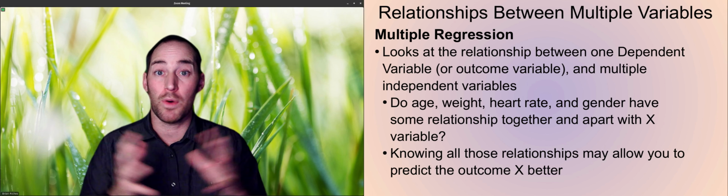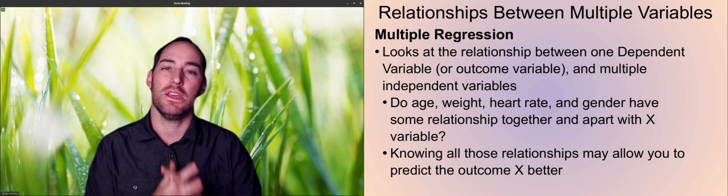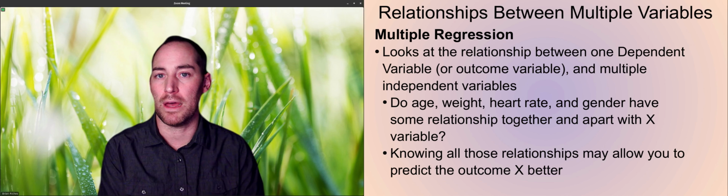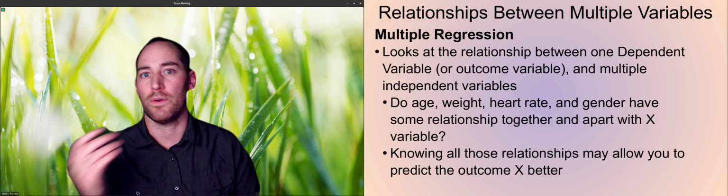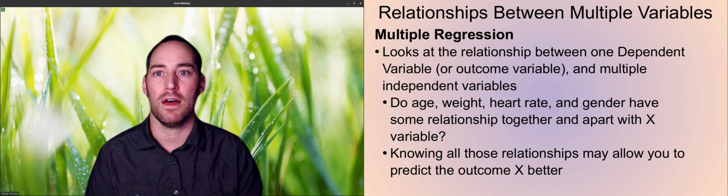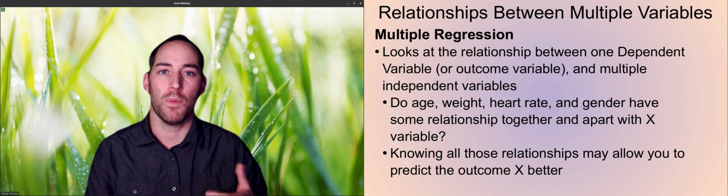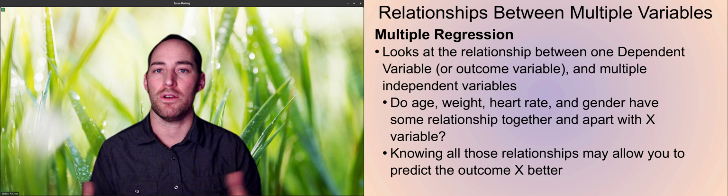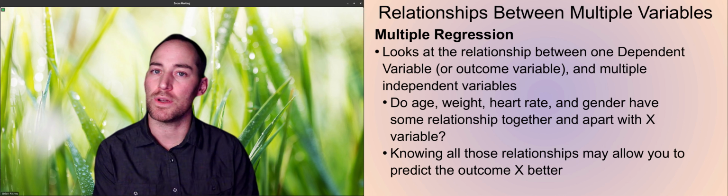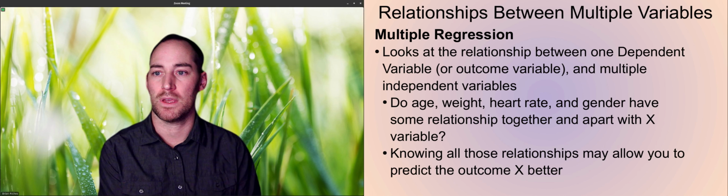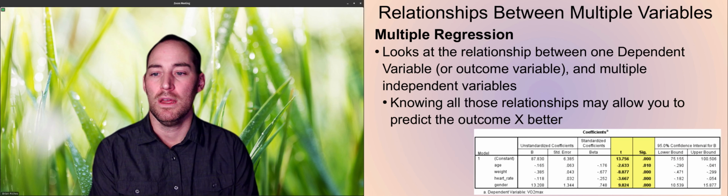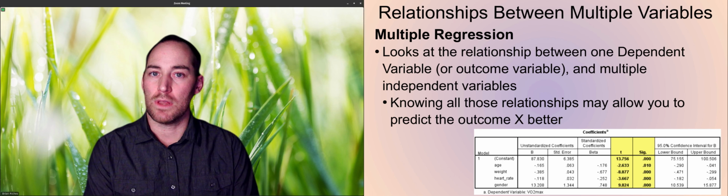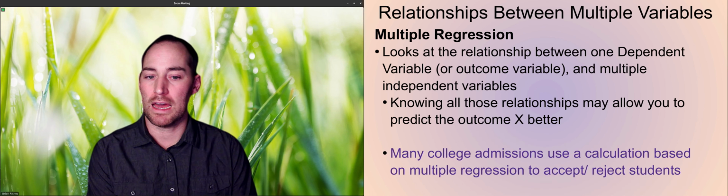Knowing all these variables and how all of them are interacting with each other, so multiple variables interacting with multiple variables, if you know all that, you might be able to predict the outcome better. So if this is a diet or oxygen consumption or weight loss or happiness, the more of these variables that you know, and knowing how they're related to one another, can help you be more accurate in your predictions. So that's what multiple regression is for. Knowing more of these relationships lets you predict any kind of outcome better.